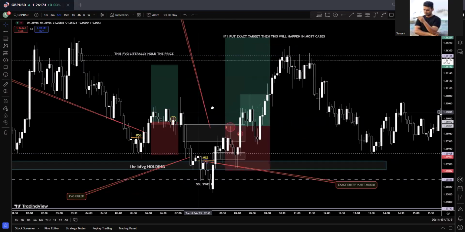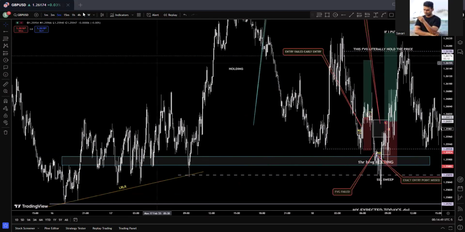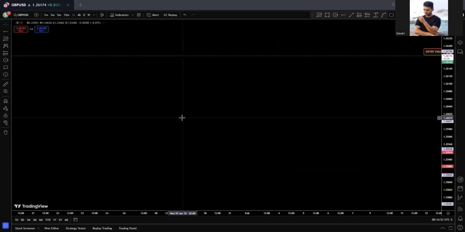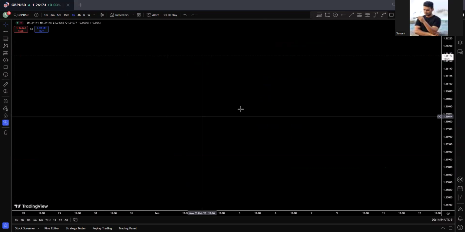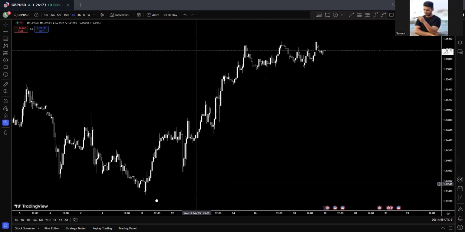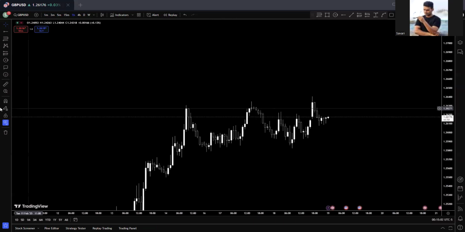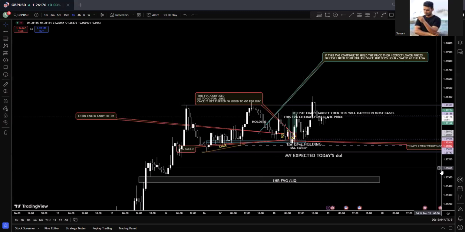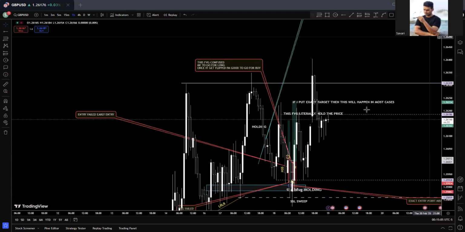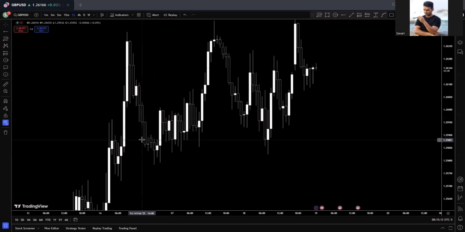After that, I waited for more structure to form. As soon as I identified this 1 hour fair value gap, just give me a moment. This 1 hour fair value gap is still holding the price.